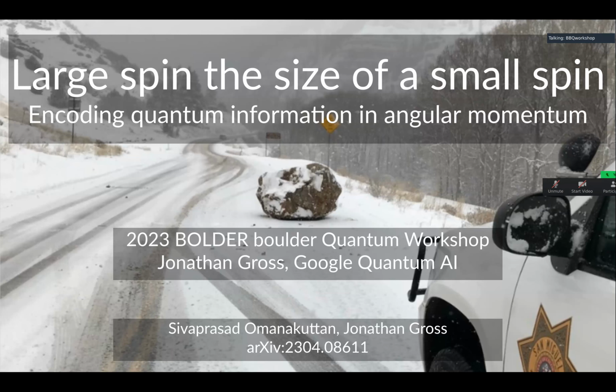So like Raj said, I'm now at Google Quantum AI. This is work that I started when I was at the University of Sherbrooke doing a postdoc. And the recent work has been done with Shiva, who's here at the University of New Mexico. Okay.